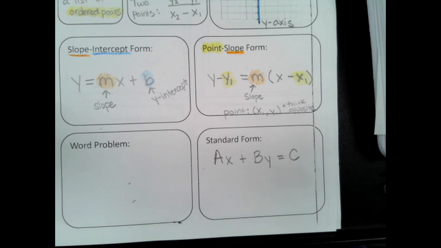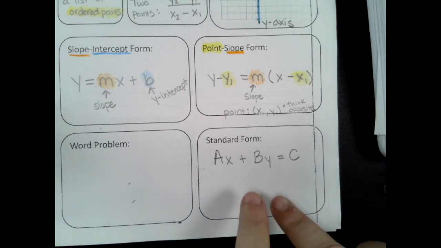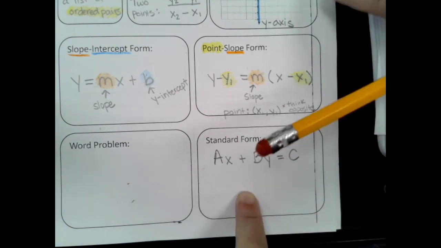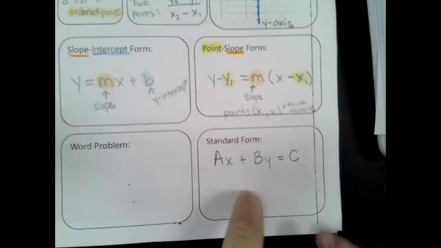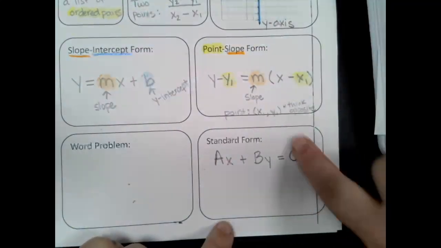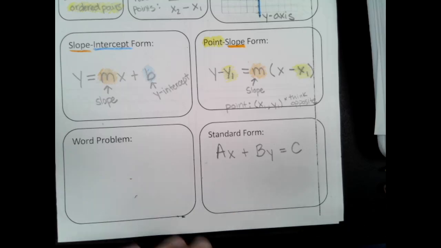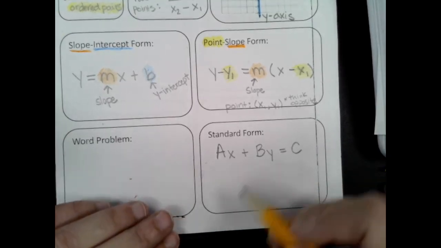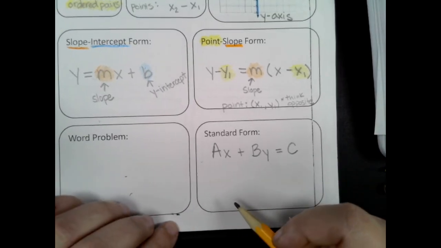Now, let me rephrase how I said that before. We use it a lot, but we don't use it a lot. Standard form is great for real life situations. Standard form is not a great place to go to graph. It's not easy to graph, and right now we're really focusing on graphing, so that's why we've been kind of avoiding it, per se.